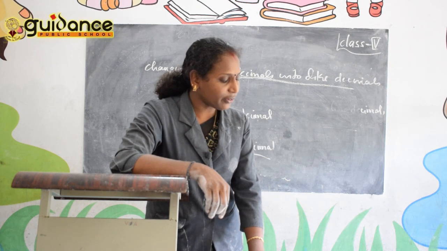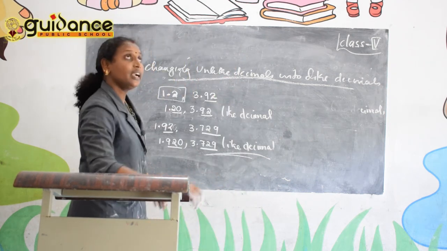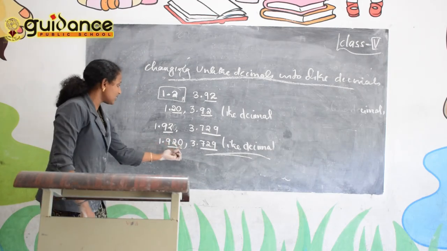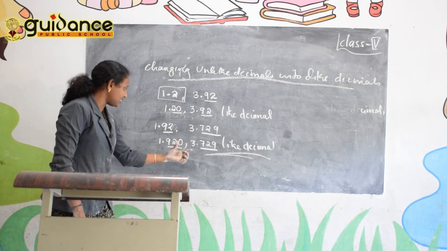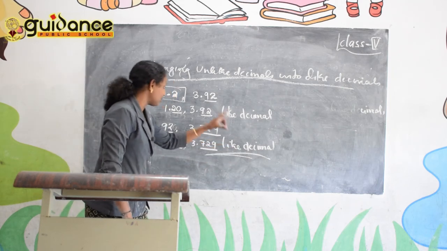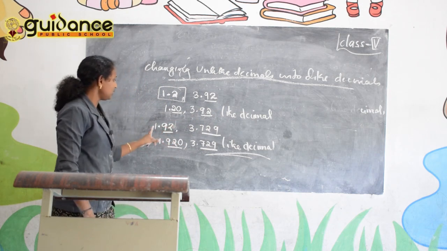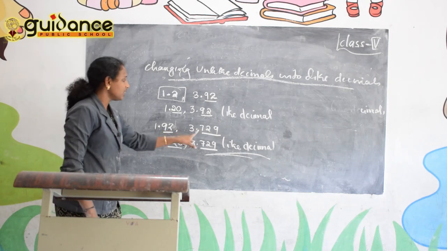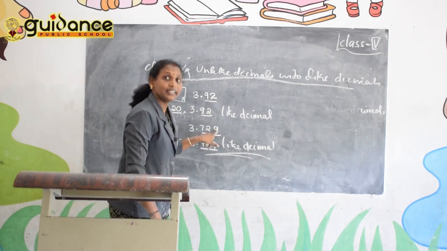So what are like decimals? Decimal numbers having the same number of decimal places. Here the decimal point has 3 digits after it, and here also 3 digits. It is a like decimal. In this question, there are 2 digits after the decimal point and here 3 digits. It is an unlike decimal.